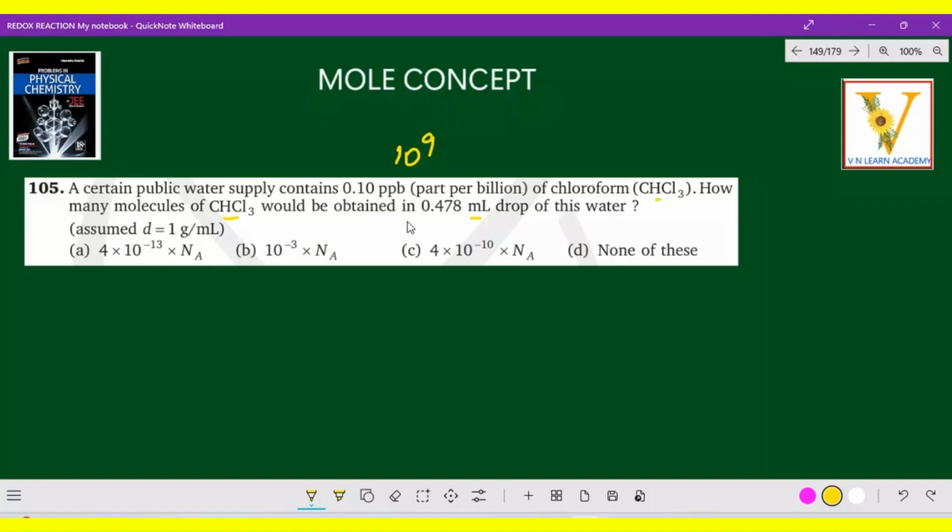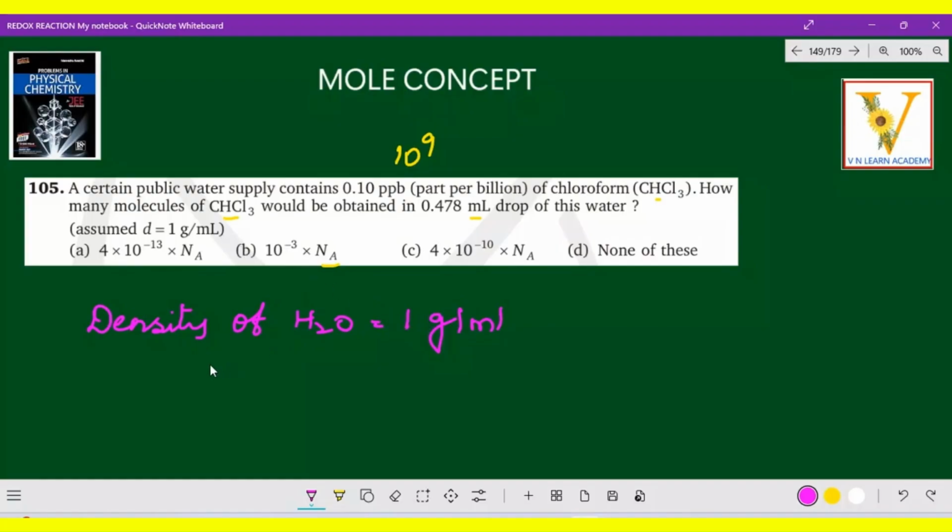Okay, now let us identify. 0.478 means about half of that drop, more or less. Come on, let us identify the answer. They are asking how many molecules, so the Avogadro number will be involved. The density is assumed D equal to 1 gram per ml, they mentioned. Now here 0.10 ppb, parts per billion. The density of water is generally 1 gram per ml, as they mentioned.